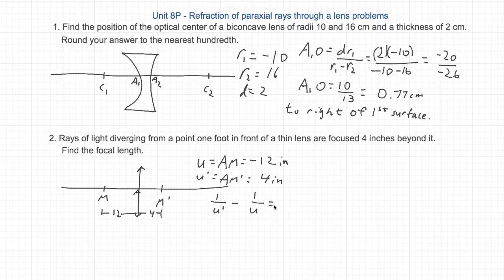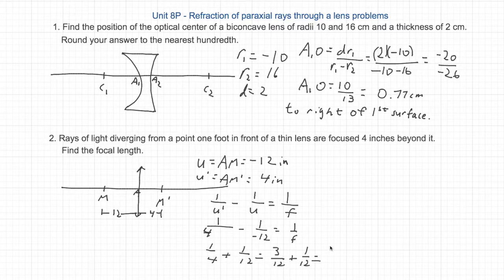We'll plug into our lens formula to find F, the focal length. We'll make 12 our common denominator, and we find that F equals 3 inches. And it's measured from F to A, therefore it's on the left side of the lens.